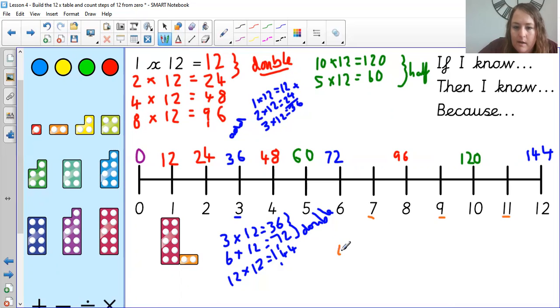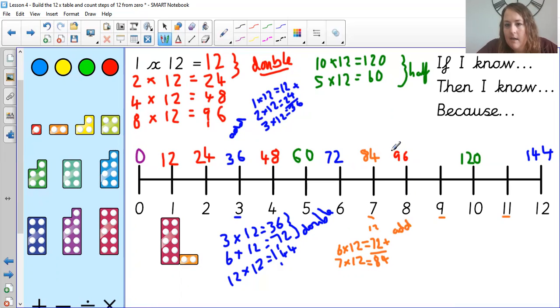So if I know 6 times 12 was 72, I know 7 times 12 because I'm going to add 1 group of 12 on. So I'll pop my little 12 up here. 2 add 2 is 4. 1 add 7 is 8. And I can pop that add sign in there and explain that I know that because I have added that one on. So I can pop 84 on here.